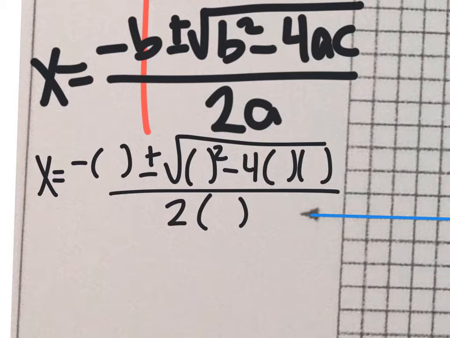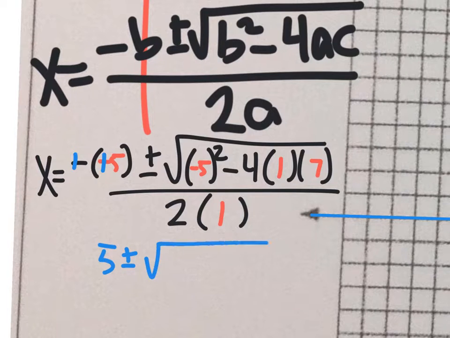So let's plug in our b value. What's our b value up on the original? Negative 5 right here and negative 5 right there. What's the a value on the original? 1 and 1. And the c value? 7. Okay. So we could do this right off the bat. A negative and a negative is a positive. So you have a positive 5 plus or minus the square root.